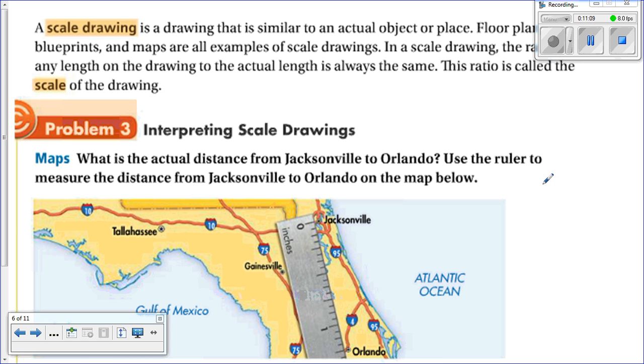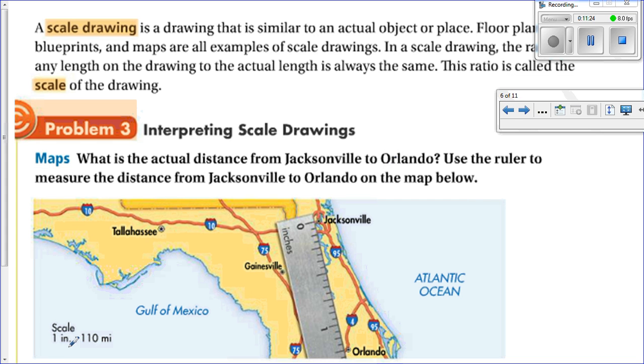Last one. You can also use this for scale drawings. A scale is just the ratio that it's drawn in. So we're going to look at the actual distance from Jacksonville to Orlando. What we need to know is this little scale down here. Our scale is 1 inch is 110 miles. So we're wondering, on our map, how far in actual miles, which we don't know, is Jacksonville to Orlando. Well, how many inches is that?